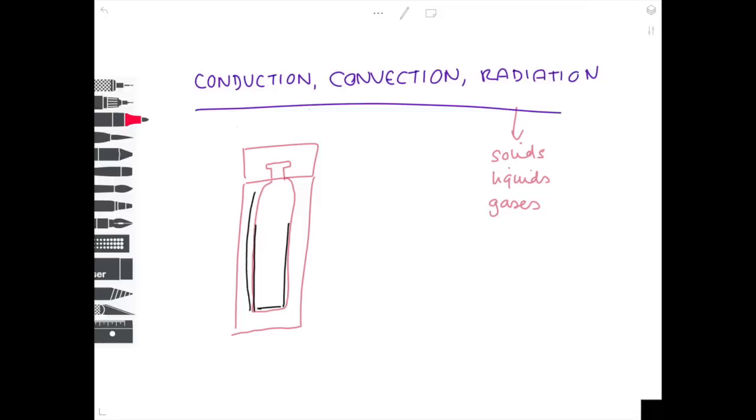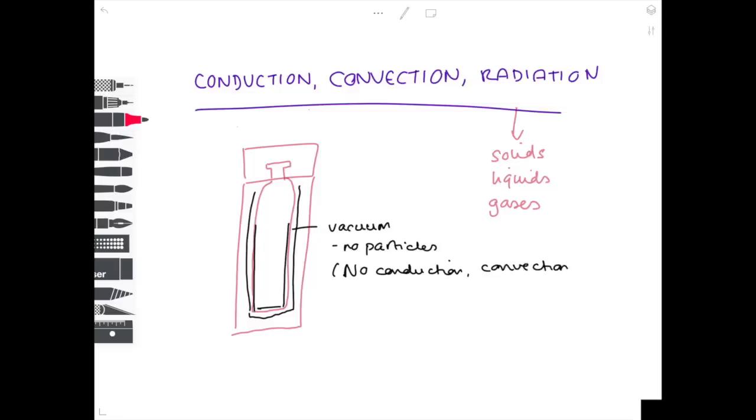So, first of all, the most obvious thing here to point out is that it has a vacuum. Now remember that a vacuum is a space with no particles, and we know that both conduction and convection require particles in order to occur, so we say that there is no conduction or convection that can occur within this vacuum. And as always, I'm linking the property with which type of heat transfer it prevents.